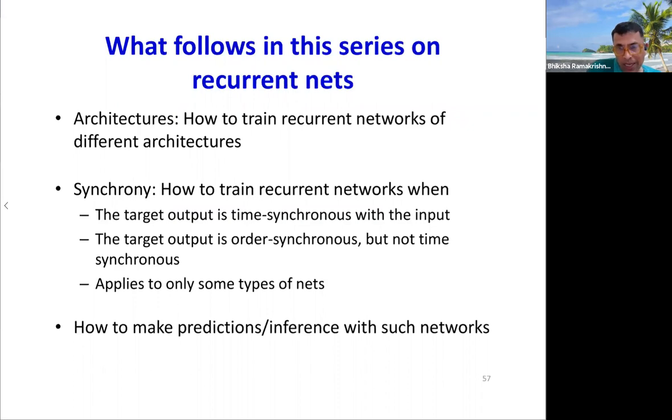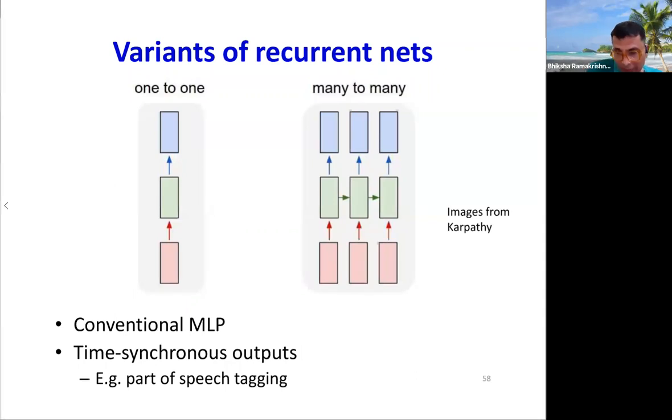To get into that, we are first going to spend a little time looking at the different kinds of recurrent neural network architectures and how we train them. And we're going to look at the issue of synchrony. How do you train recurrent networks when the target output is time synchronous with the input, when the target output is order synchronous but not time synchronous, and when the target output is not at all synchronous with the input? How do we make predictions and inferences in such networks? If this terminology isn't making sense, it should begin making sense in a few seconds.